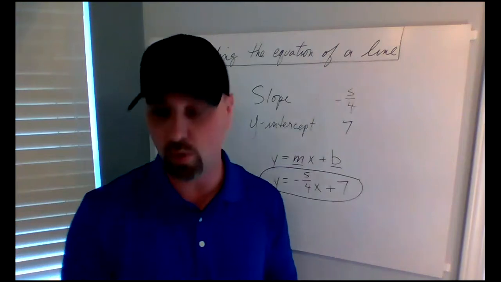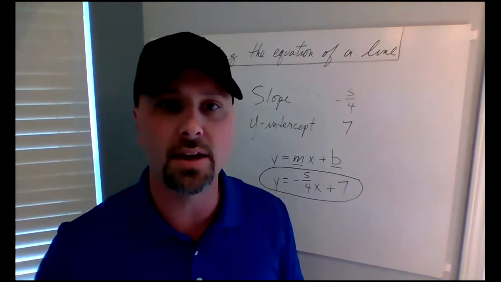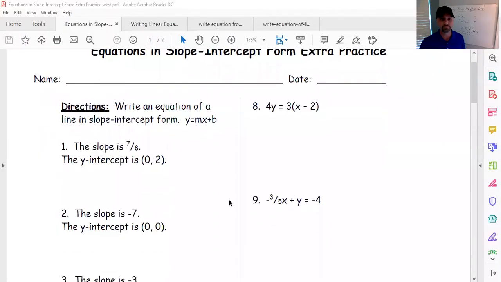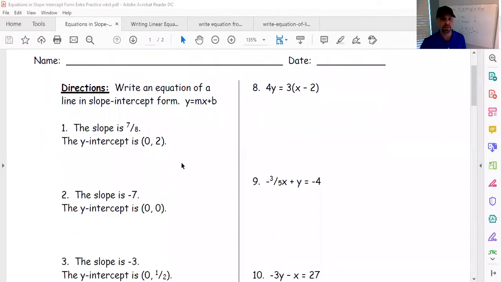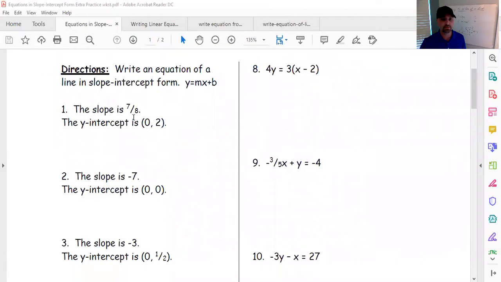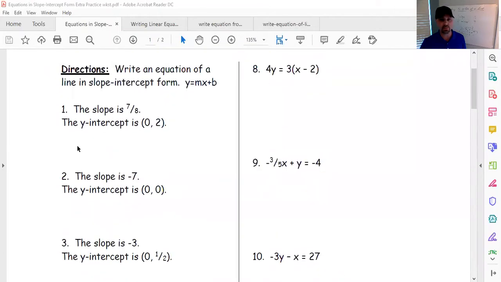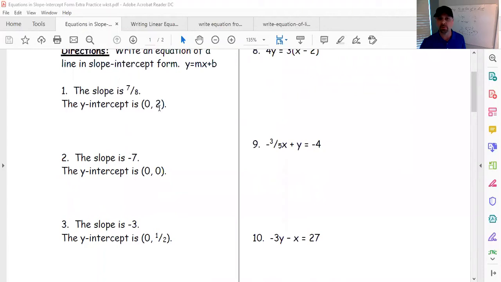I think that's how one of the worksheets that I've sent out today starts. Let's take a look at that one. On this worksheet, numbers 1 through 5 give you the slope and the y-intercept. These first couple give you the y-intercept as a point. Remember, it really is a point, (0, 2), but that means it crosses at the 2 on the y. So we're really looking at the second number here.